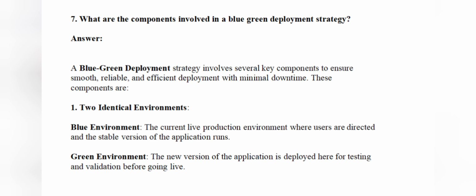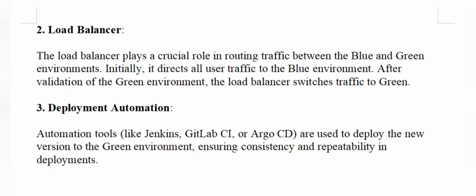The green environment is a new version of the application which is deployed here for first testing and validating before going live. The second component is load balancer. The load balancer plays a crucial role in routing traffic between the blue and the green environments. Initially, it directs all the users' traffic to the blue environment. After validation of the green environment, load balancer switches the traffic from blue to green.